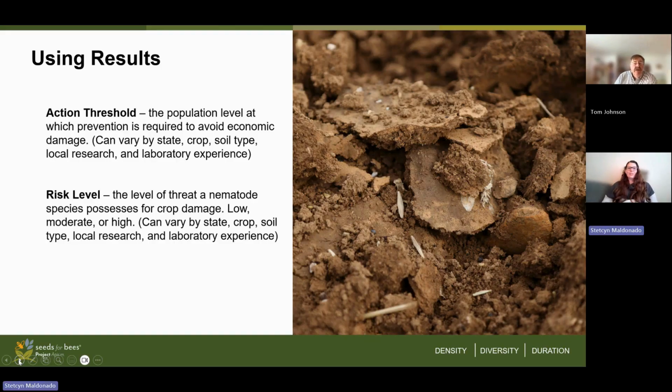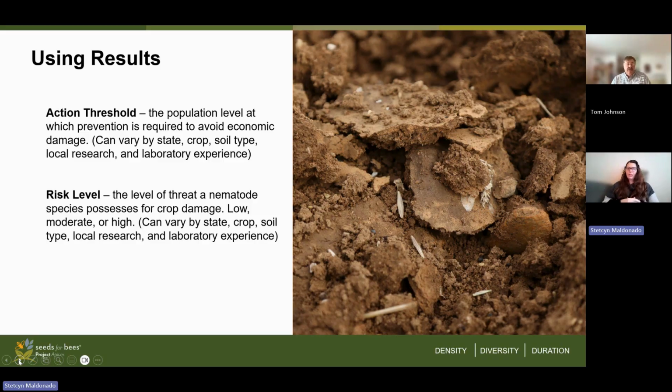And then using results. Each of these are going to be different based on the lab that you use. So the action threshold is the population level at which prevention is required to avoid economic damage. Since nematodes are everywhere and they're going to exist in your soil no matter what, just because you have a nematode doesn't mean that you need to treat. But if you do have an increased population or a population at damaging levels, then you do want to treat.